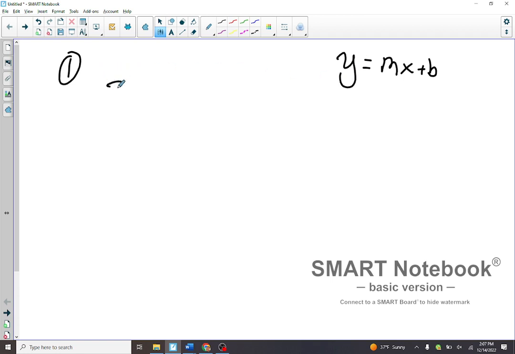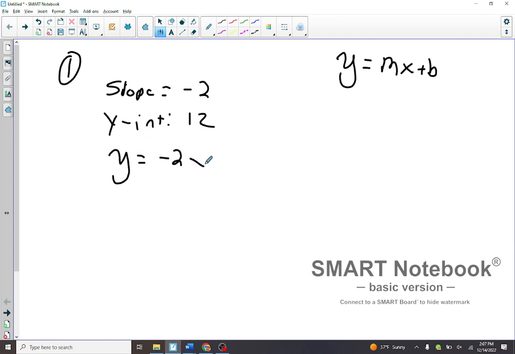This is the freebie. I will tell you the slope is, let's say, -2, and the y-intercept is 12. In this case, you just plug it into the slope-intercept form. Y equals -2x plus 12. And you're done. You made it into the slope-intercept form. I gave you the slope and I gave you the intercept. Number one, free points. If you mess that up, you have bigger problems.